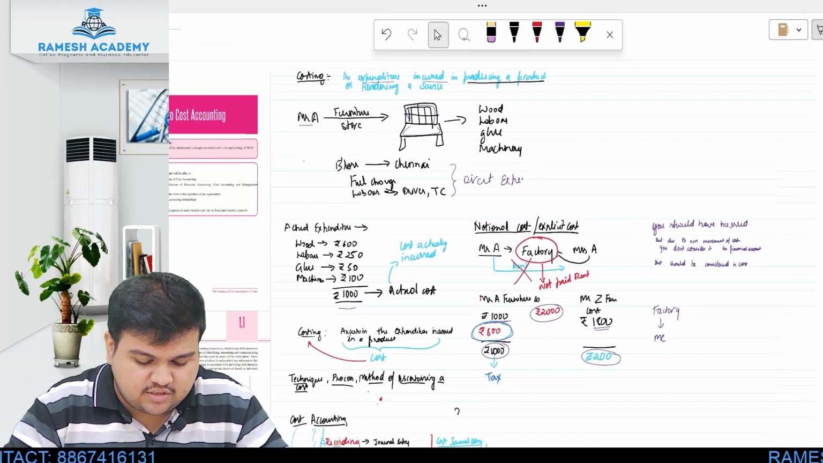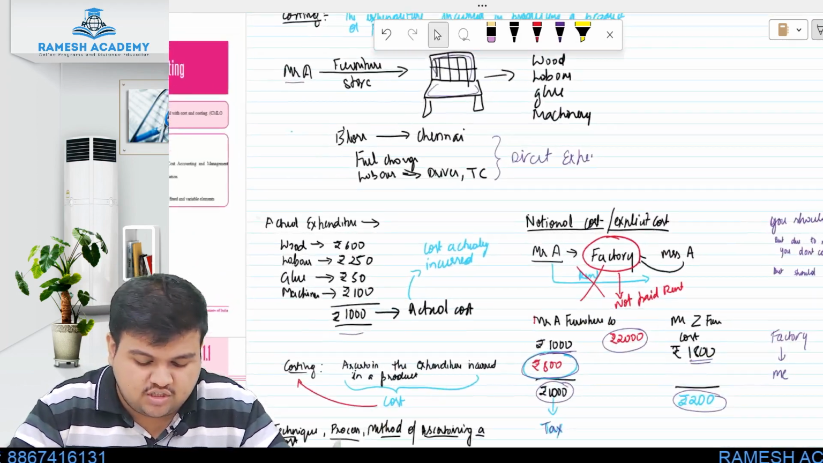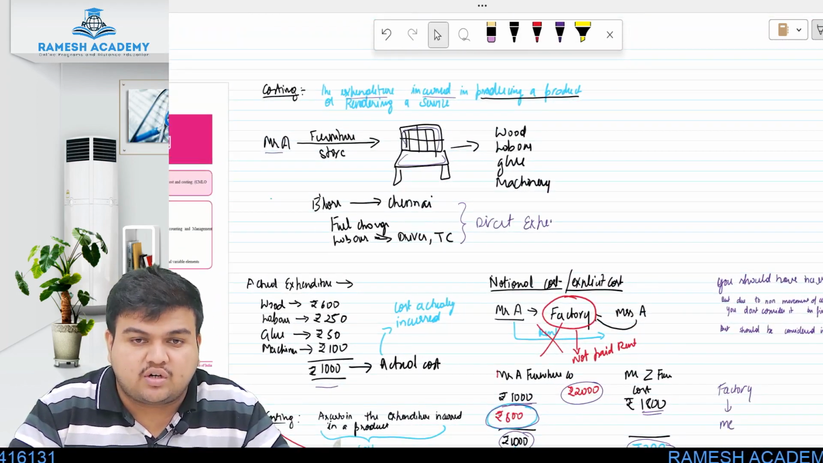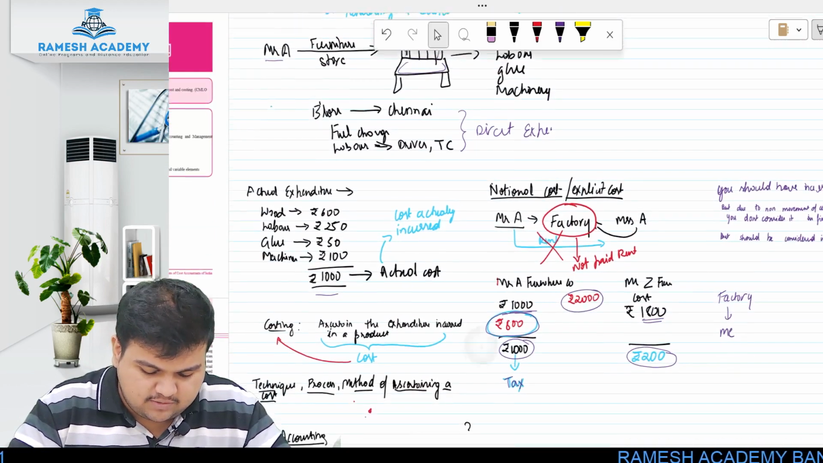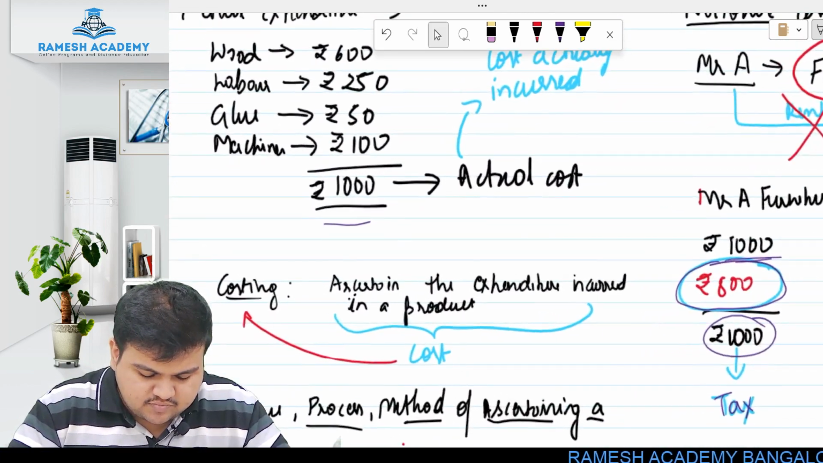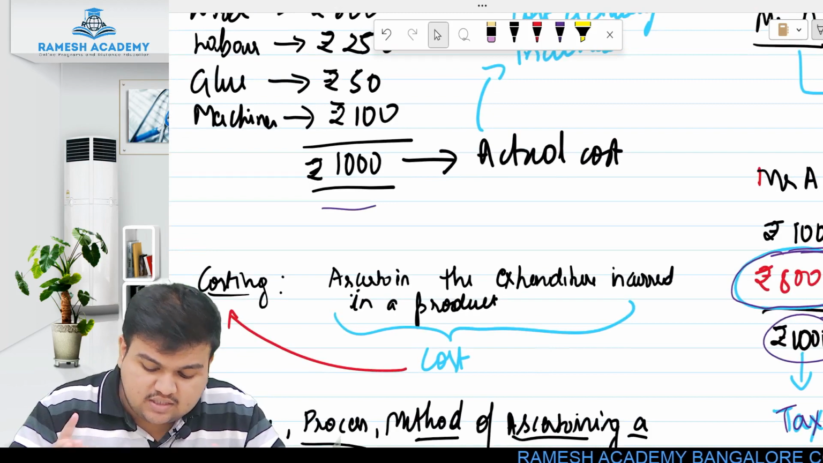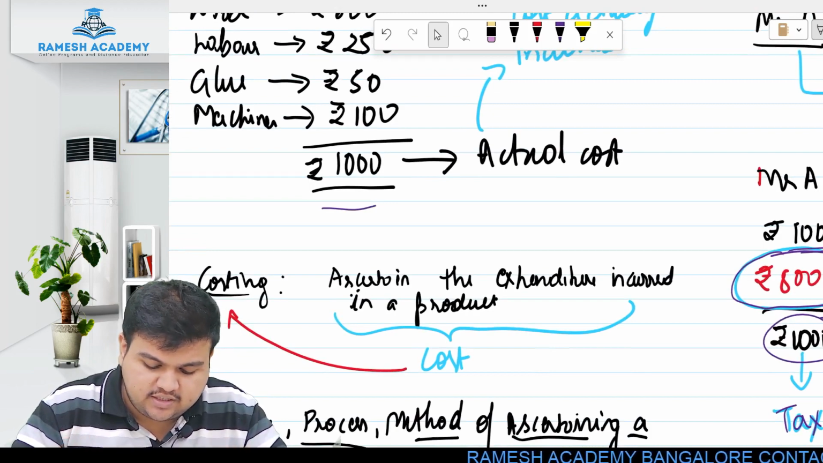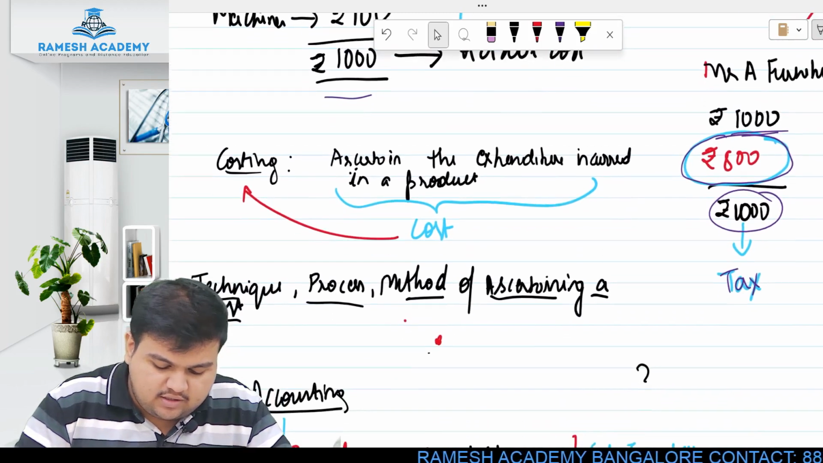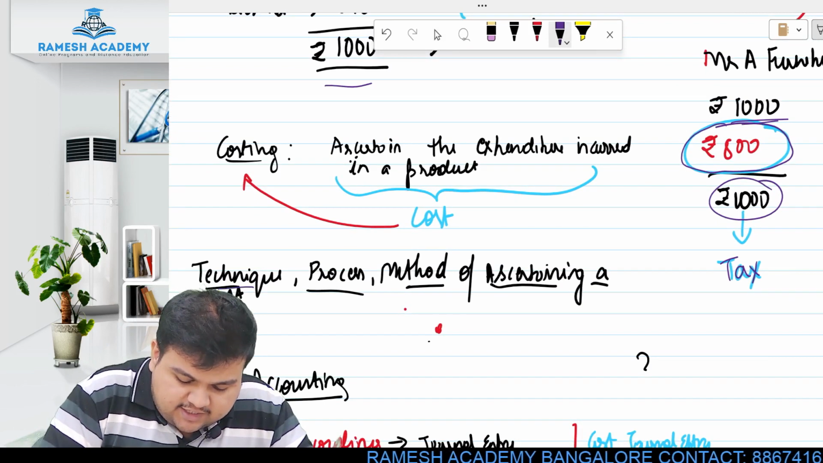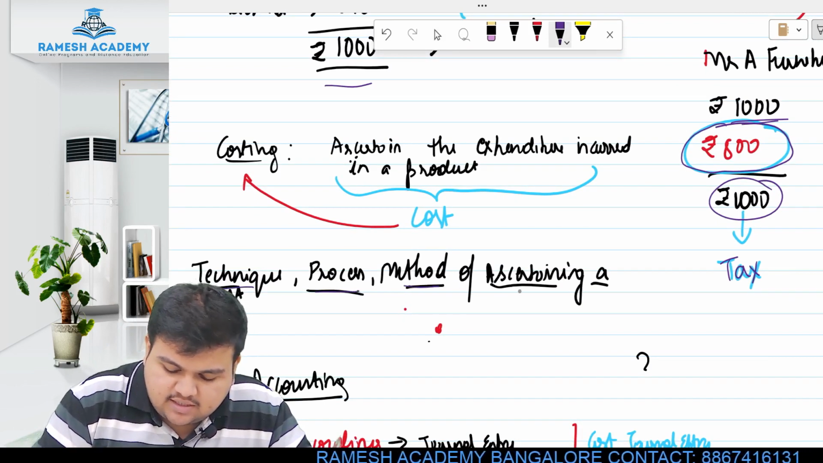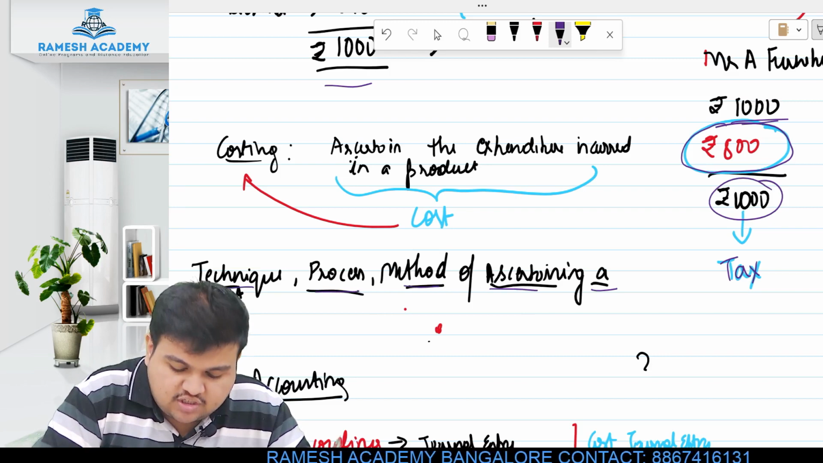Here the definition goes: the expenditure, actual and notional, for producing a product or rendering a service is cost. So what is costing? Ascertaining the expenditure incurred in the product. For that it is a cost. Costing is a technique, a process, a method. Ascertaining a cost is costing.